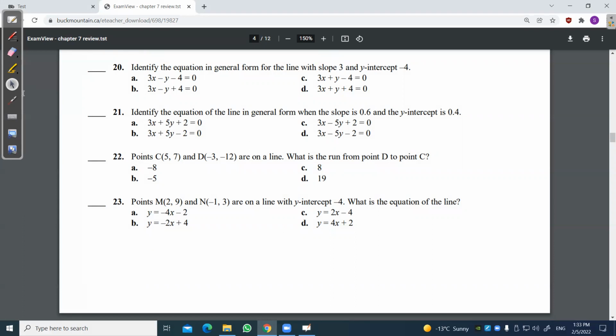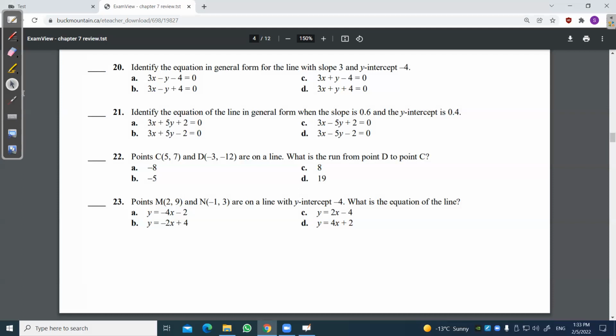Is that like 5 to -3? Yeah. D to C, so from -3 to 5. Is it 8? Yes, it is, right? 8 units.